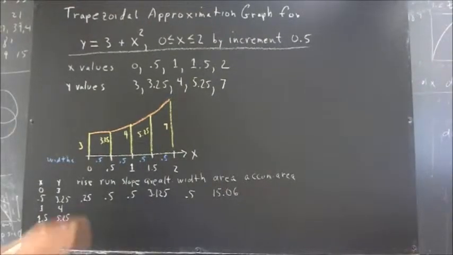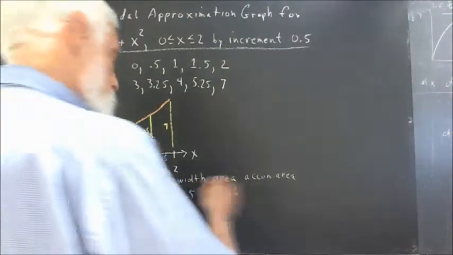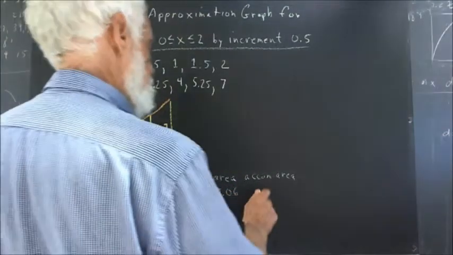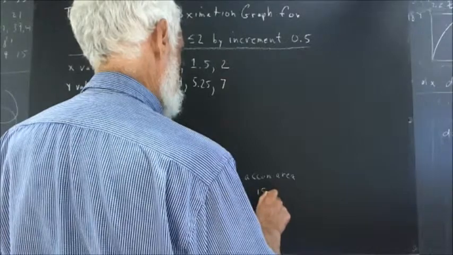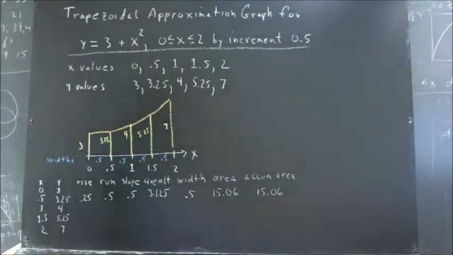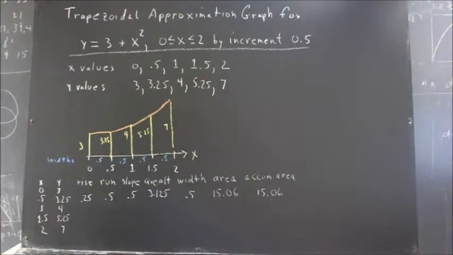And in fact, that wouldn't be a bad idea here. But I'm going to keep things to just a couple of decimal places in most cases. The accumulated area then is 15.06. And of course, you probably already recognize my error here. If you don't, see if you can't spot it before I correct it.